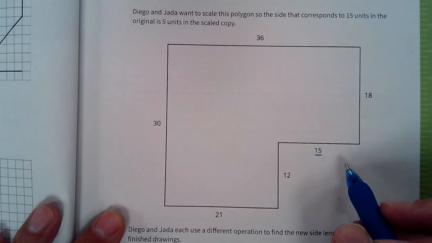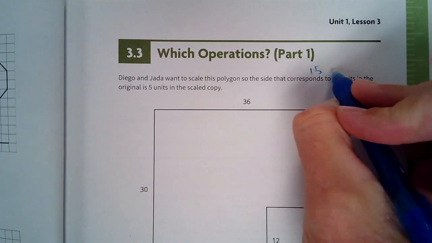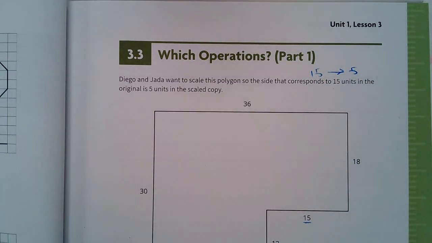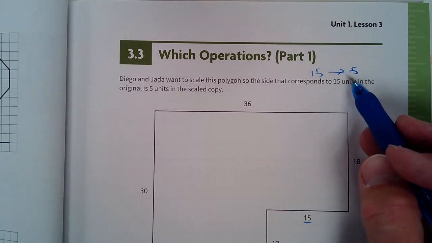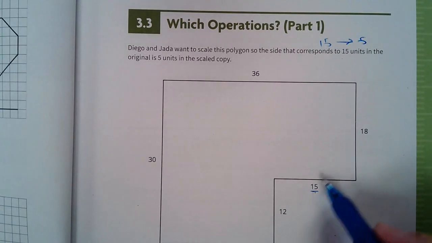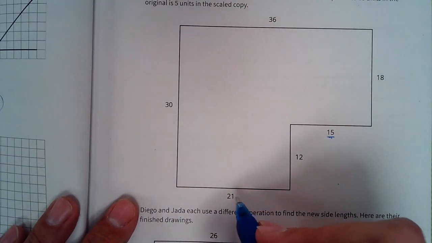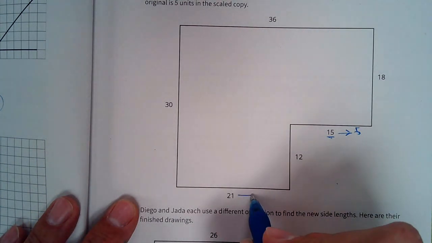What's the relationship between going from 15 to 5? What's happened to the 15? It got rid of the 10. Well, you got rid of the 10. What's another way to look at it? It's being divided by 3. Okay. So if you divide this side by 3, you're dividing all the sides by 3. So this is going to correspond to 5. What would this side here be?